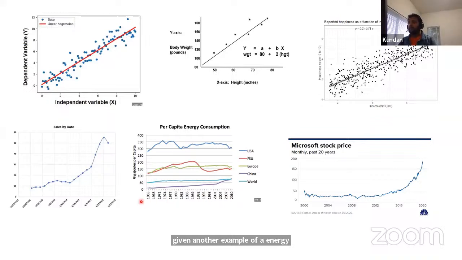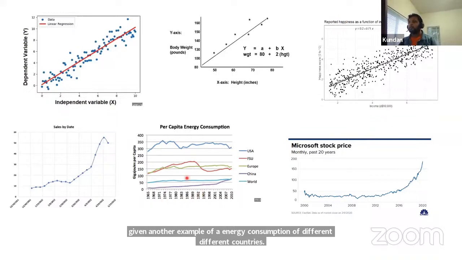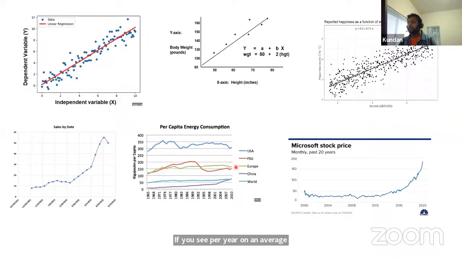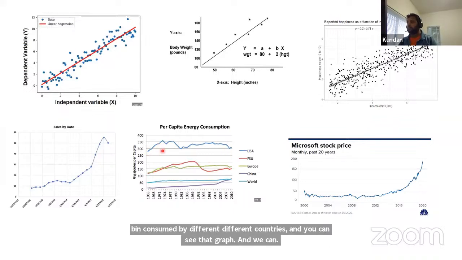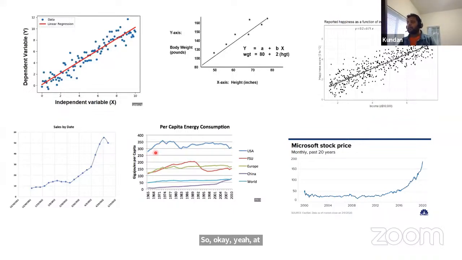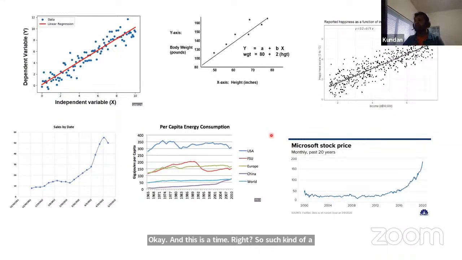If you see per year, on average, how much energy has been consumed by different countries, and you can see their graph. We can say at what rate, or growth rate, the energy consumption increases or decreases in any country, and there's a time component, right? Such kinds of problems can easily be solved using time series methodologies or techniques.